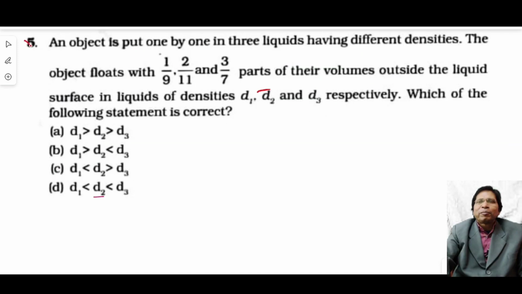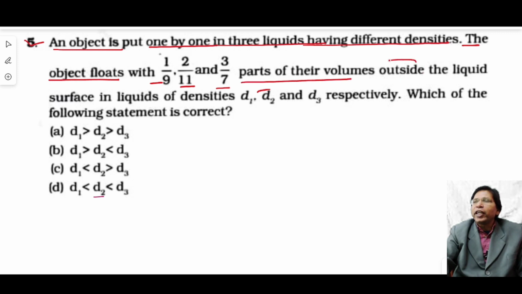Okay. Now question 5. An object is put one by one in three liquids having different densities. The object floats with 1 by 9, 2 by 11 and 3 by 7 part of its volume outside the liquid. Mind it, this is outside the liquid. Now we concentrate on the portion inside the liquid. Okay, the densities of the liquids are d1, d2, d3. We have to establish the relation between d1, d2, d3.